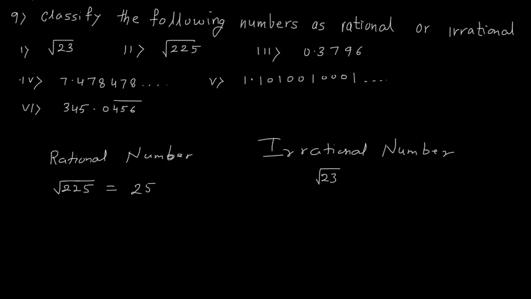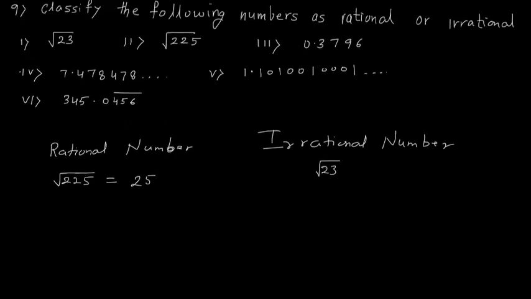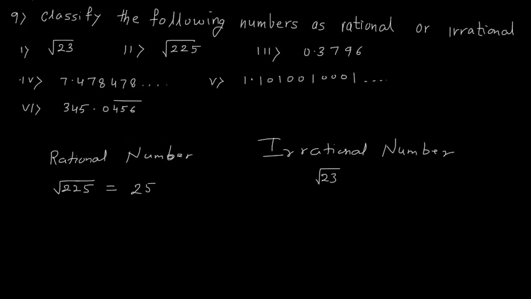Now 0.3796, it is a terminating decimal. So this is a rational number. So 0.3796 is the rational number. 7.478478, now 478 is repeating. So this 0.478478 ... this is again a rational number.